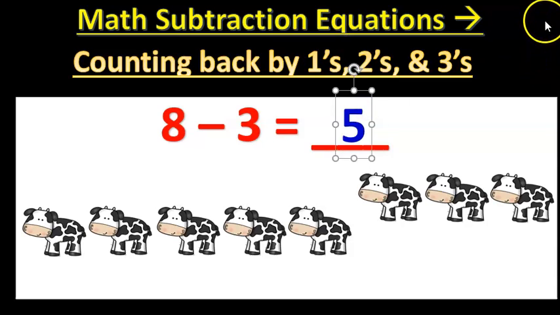That's our answer, okay? Now, if you get confused, you can count it up again. 1, 2, 3, 4, 5, okay? But since our objective is counting back by ones, twos, and threes, we're going to count backwards, okay? Now, let's look at another example.